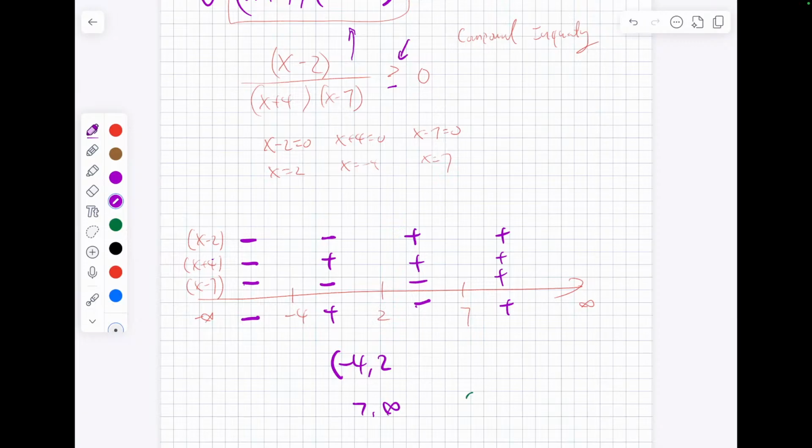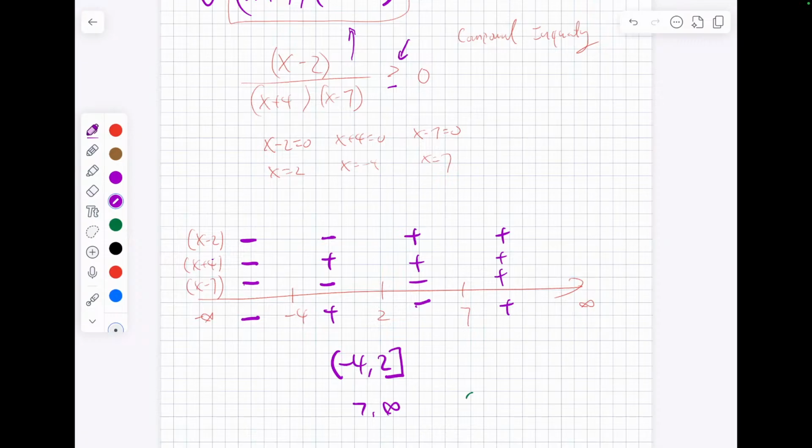So what happens at 2? Can 2 be included or not? Yes. Why? When you plug it in, it's not going to become undefined, because it's in the numerator. 0 over a number is okay. So this one is included. Is that okay?